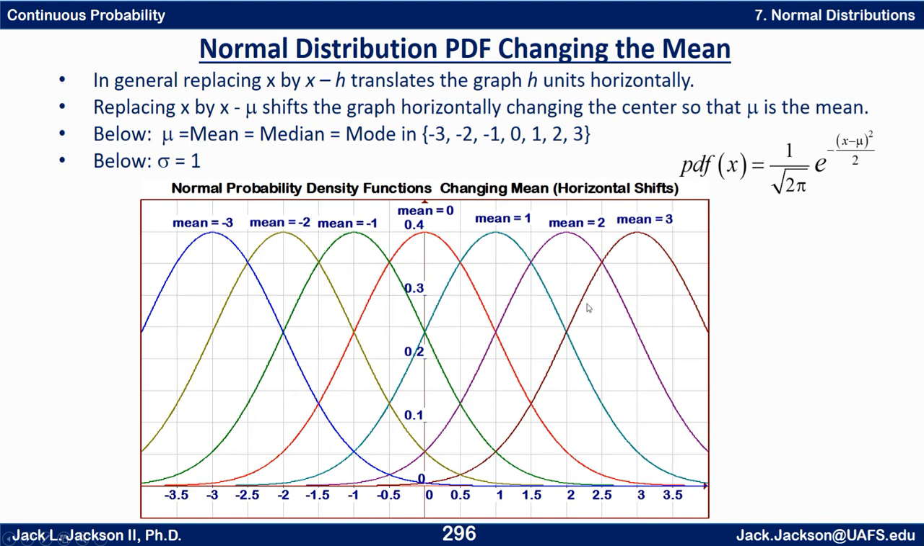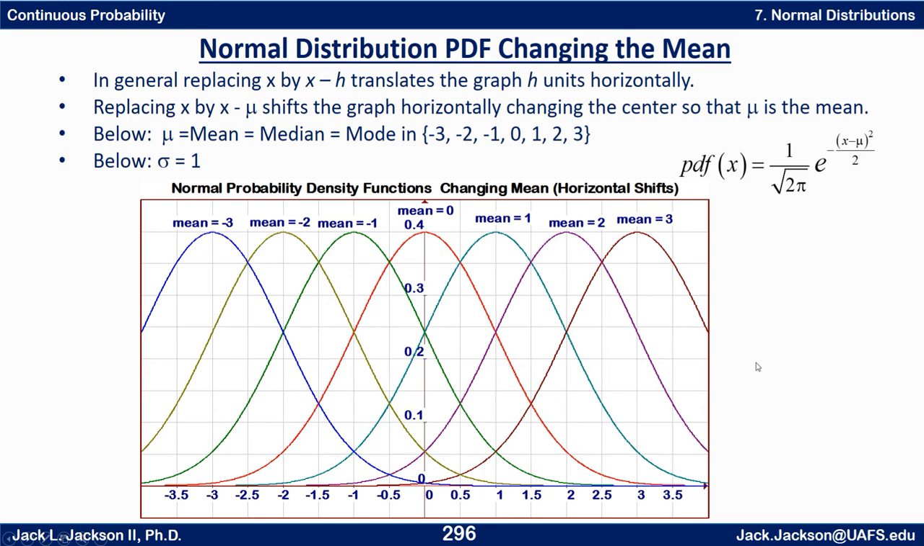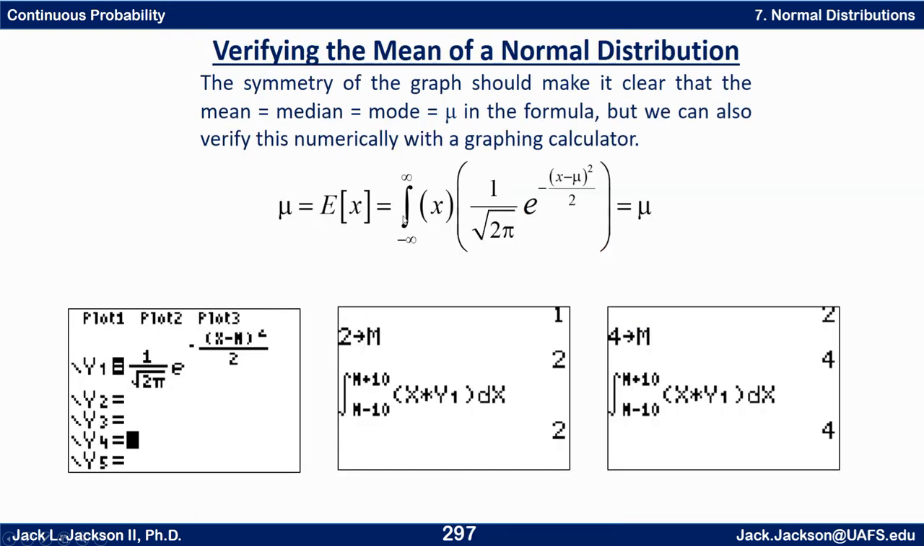How can we verify that this really is the mean? Well, one way we could do it is this way. If I have this situation here, I've still got a standard deviation of 1, and if I integrate x times the PDF, I should get the mean, mu. Is it the same as this mu here? Well, we should be convinced graphically by looking at this because of the symmetry, but we can also convince ourselves numerically with our calculator by doing this.